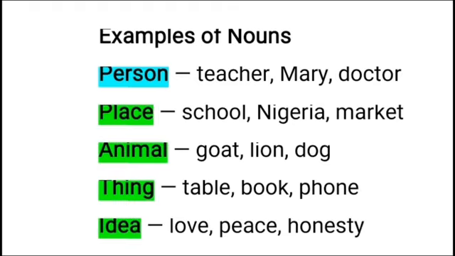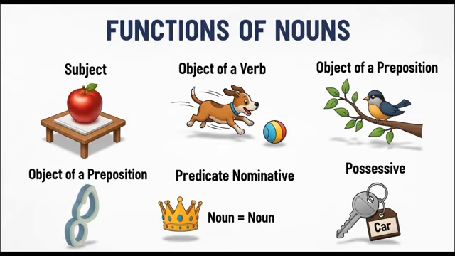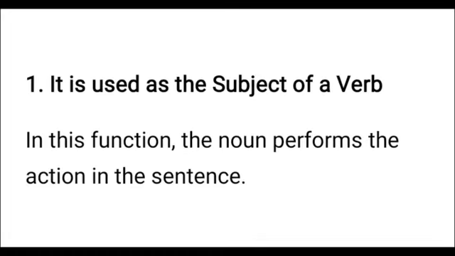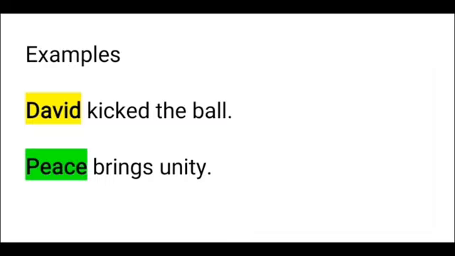So now let us talk about the different functions of nouns in a sentence. Function number 1. A noun is used as subject in a sentence. What this means is that it performs the action in a sentence. Let's take some examples. Example A, David kicked the ball. In this example, David is a noun and functions as the subject, being the one that performs the action kicked.